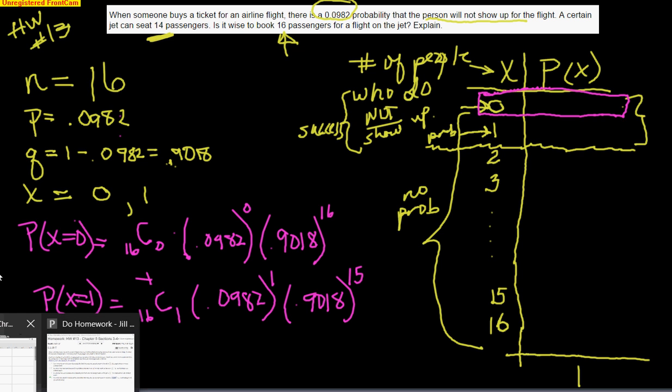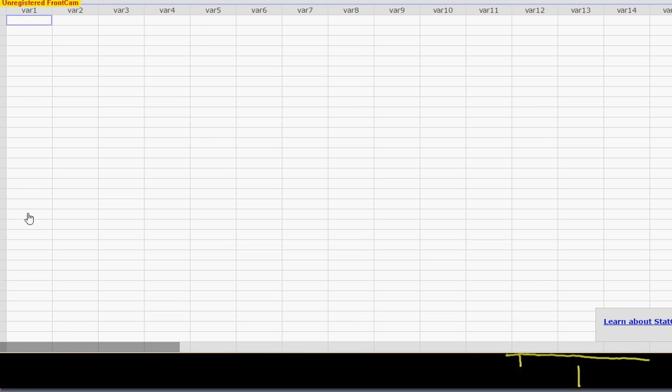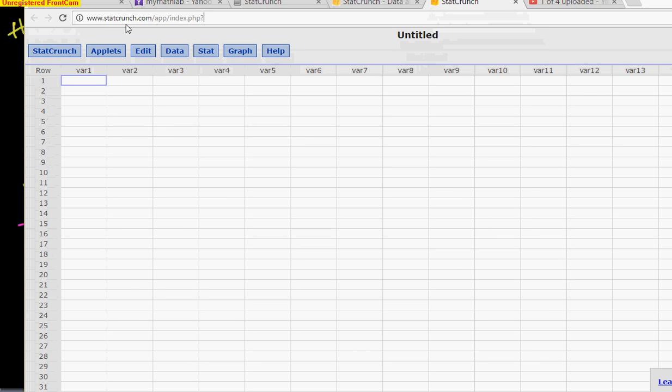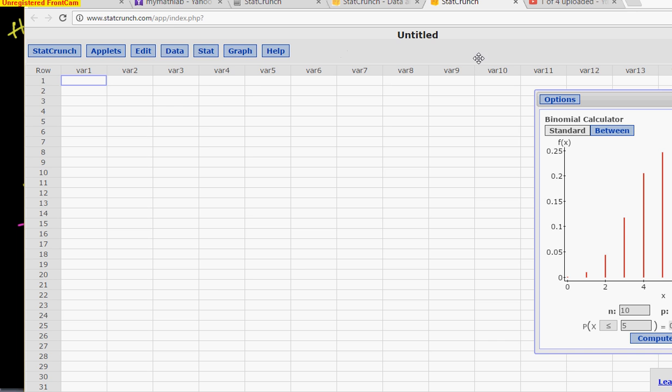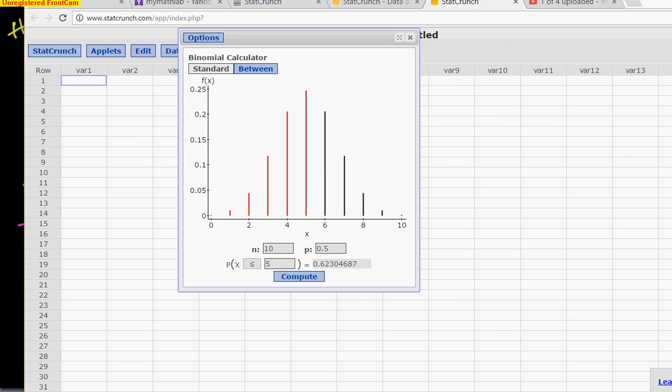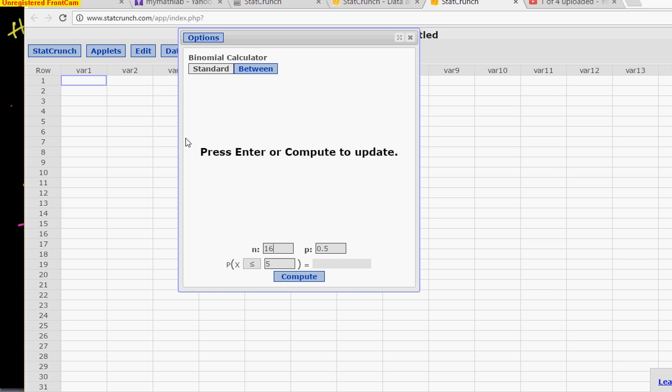I'm going to go ahead and pull up a StatCrunch screen here. We're going to click on, down here, we're going to click on Stat. We're going to click on Calculators, and we're going to open up a binomial calculator. It's up here. All right, in this case, we know that n equals 16. We are given p is 0.0982. And we want to find the probability.